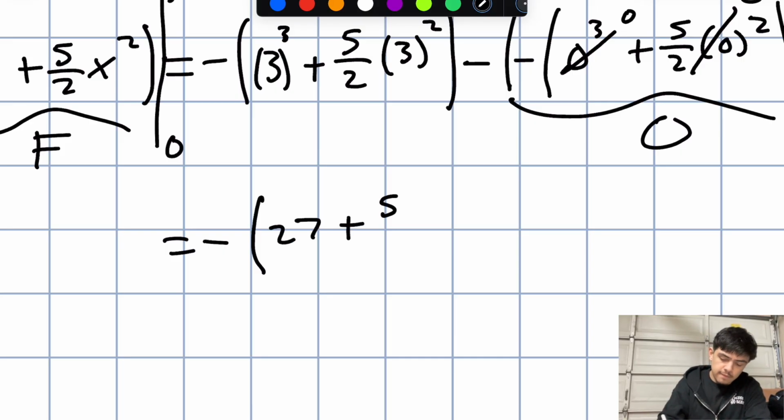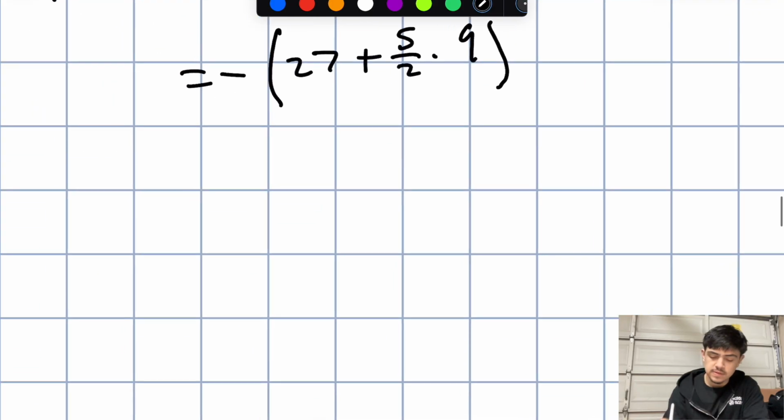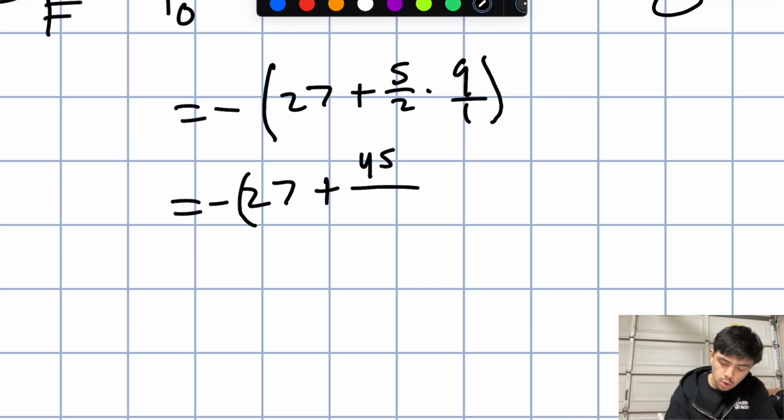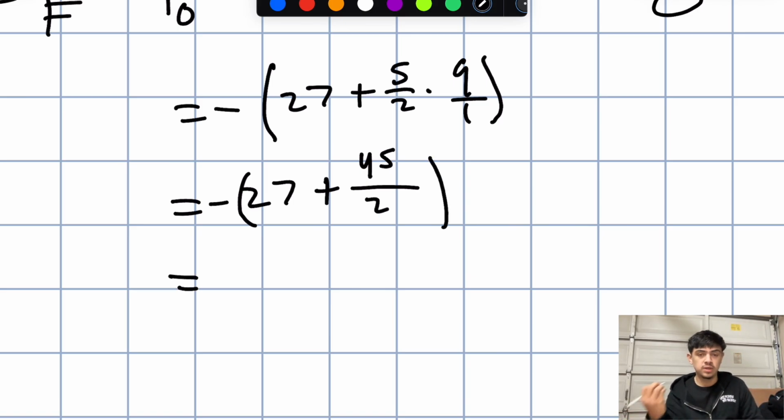Plus 5 halves times 3 squared, which is 9 times 9. Simplifying this a bit further, we have 5. Remember, this is a fraction multiplication. Pretty simple. Just multiply the top and multiply the bottom. 5 times 9 is 45. So we have 45 over 2 times 1, just 2. And this is a perfectly valid answer. Most professors would accept this.